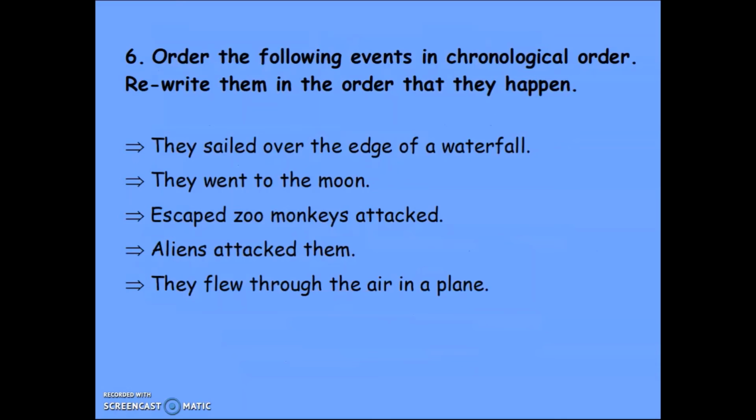For question 6, you need to read through these events and put them into chronological order. We're going to rewrite them in the order that they happen. Which happens first? Did they sail over the edge of the waterfall first? Did they go to the moon first? Did the zoo monkeys attack them? Did the aliens attack them? Or did they fly through the air in a plane? You need to put them in the order that they happened in your literacy book. Rewrite them out in the correct chronological order.